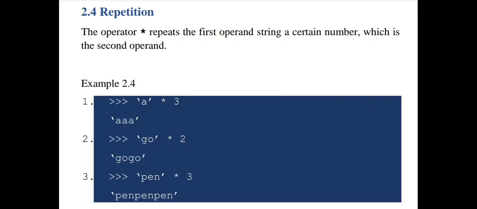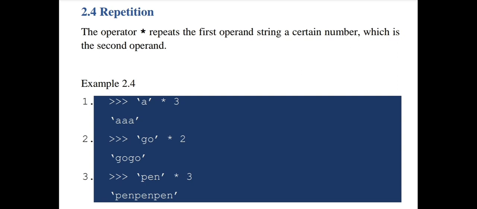You can be confronted with a programming need to repeat an occurrence of a string a certain number of times. For example, you can have a string A, and you want to repeat it 3 times to have AAA. The star sign is what we use to perform such an operation, and the operation is known as repetition.